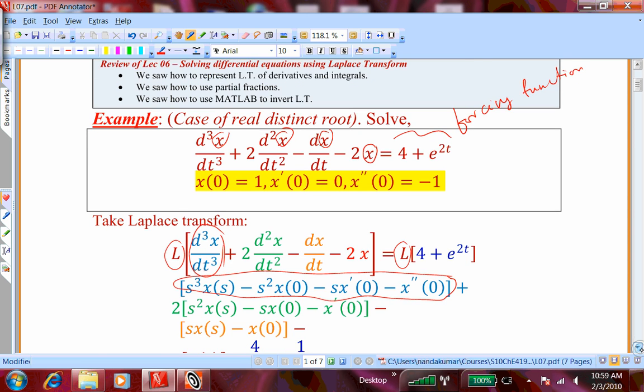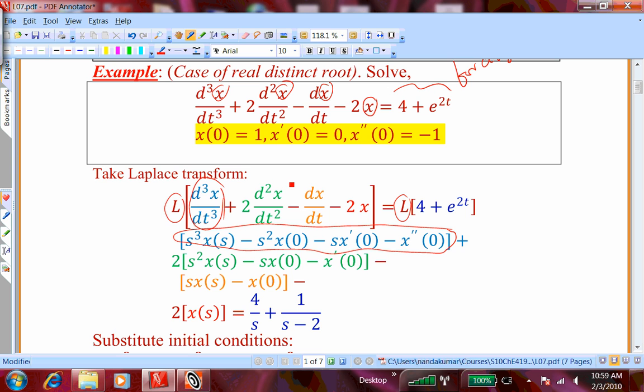And this continues. The next one is the Laplace transform of the second derivative. So I have two times the Laplace transform of the second derivative, which is s squared x of s minus s x of 0 minus x prime of 0. Minus the same thing for the third term, the first derivative, which is s x of s minus x of 0. That's in brown. And then the last term is 2x. x itself is the unknown, so when you take the Laplace transform, you simply get the Laplace transform of x in the s domain.